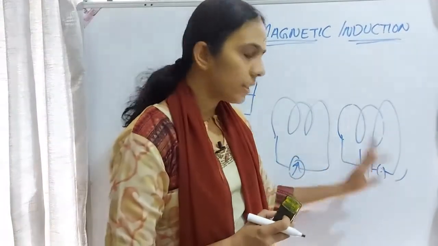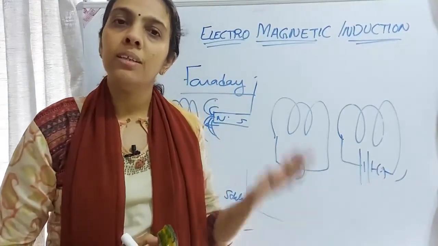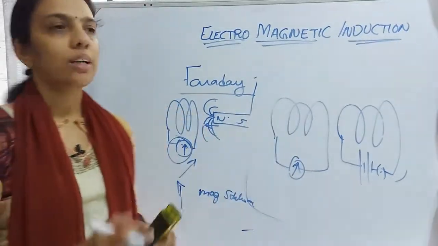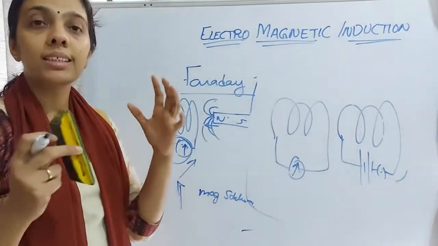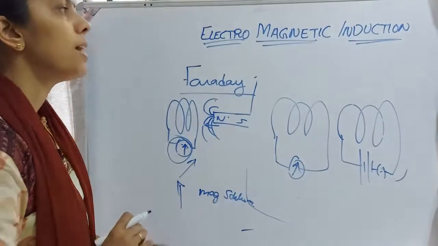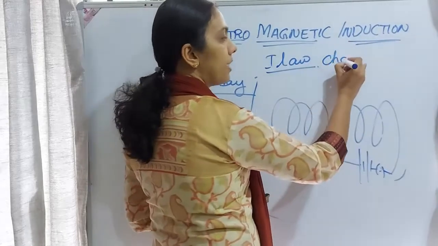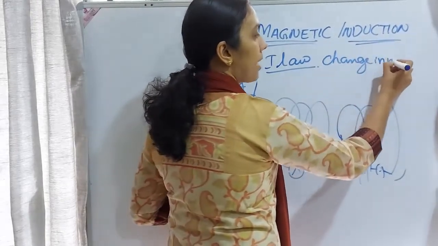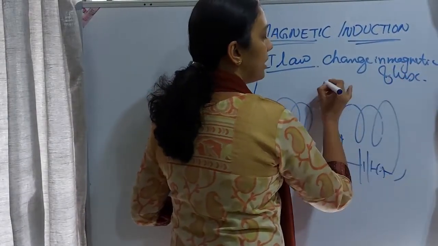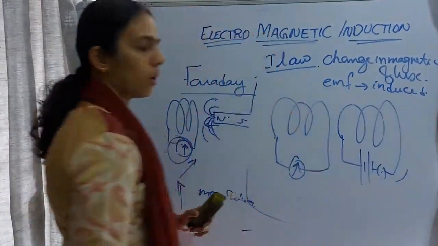Instead of that, we keep it switched on and move the coil front and back. What will happen? That time also the number of magnetic field lines crossing the circuit is changing. So here we can see the magnetic flux linked with the circuit changes, and EMF is induced in the circuit. That is Faraday's first law. Whenever there is a change in magnetic flux linked with the circuit, an EMF will be induced in the circuit. This is Faraday's first law.